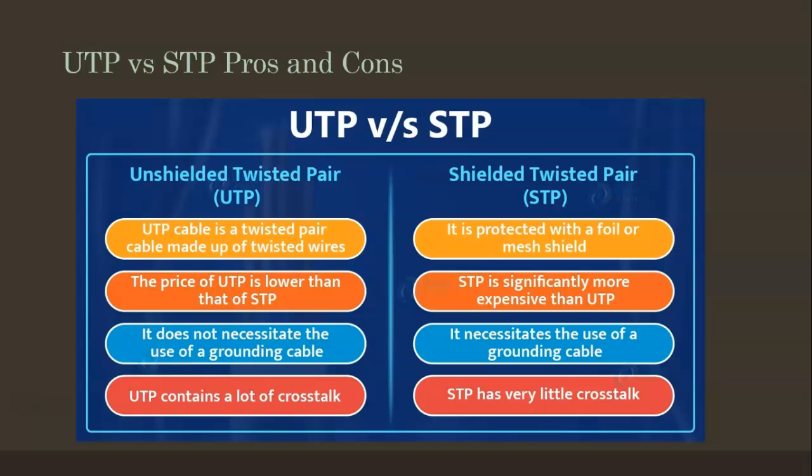The shielded twisted pair, on the other hand, is protected with a foil or mesh shield. STP is more expensive than UTP. Shielded twisted pair also requires the use of a grounding cable. Shielded twisted pair has very little crosstalk.